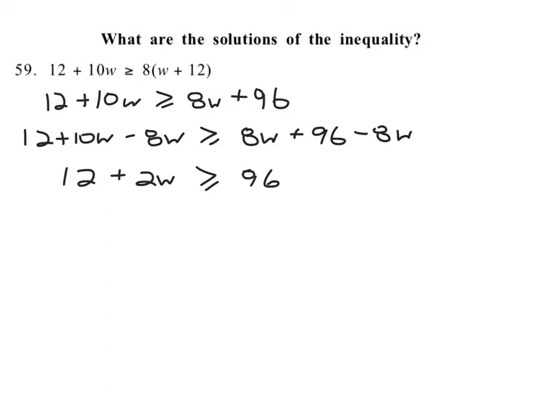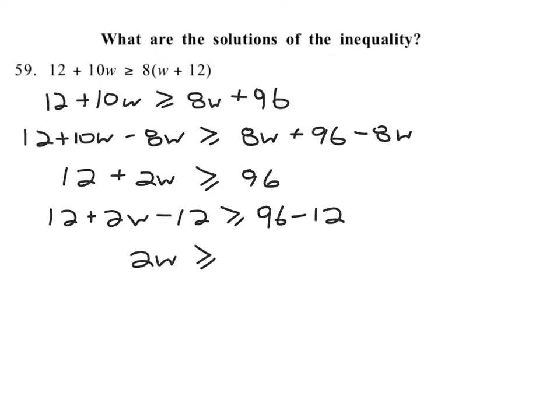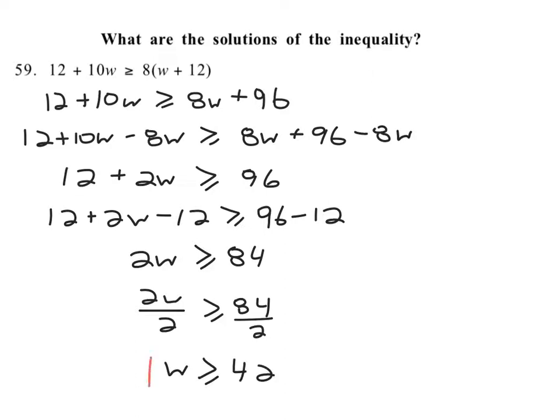Okay, now I'm going to subtract 12 from both sides. And we got 2W is greater than or equal to 84. Now, dividing by 2, that's what we get. Okay, you could do proofs on this. I'm not going to because it doesn't ask me to, and I want to get these videos up for you. So let's keep moving.